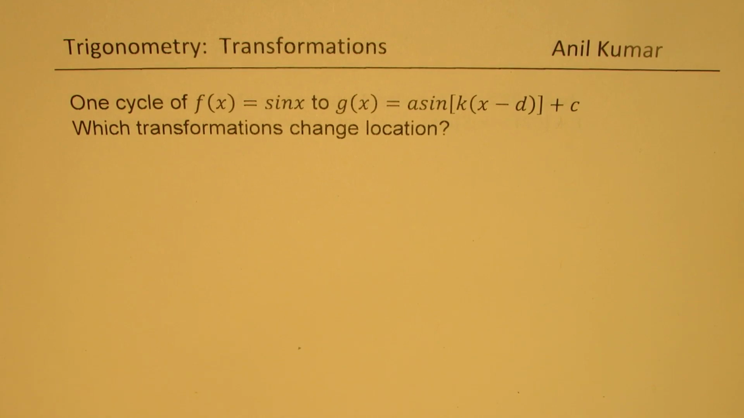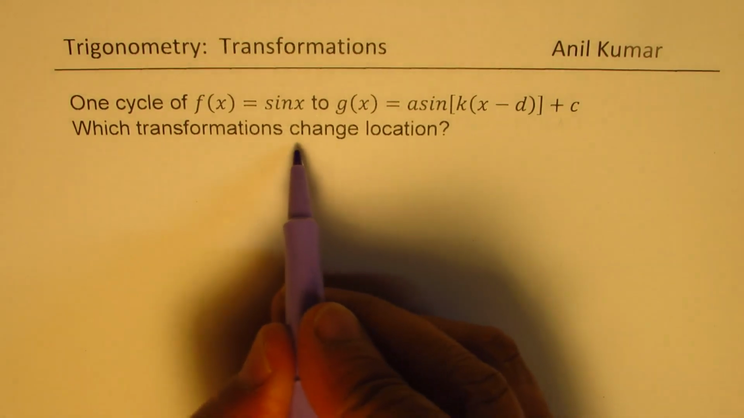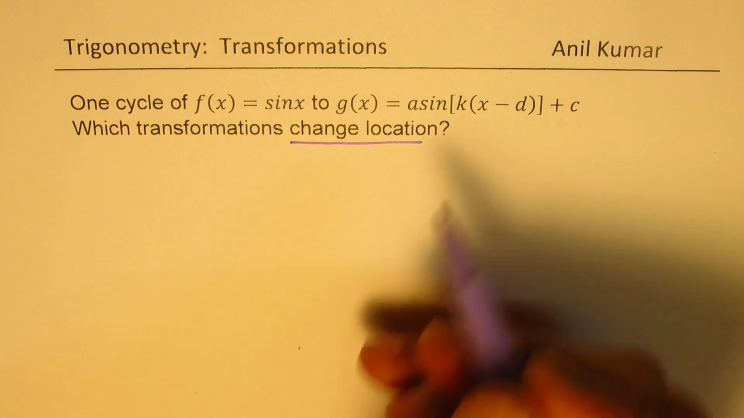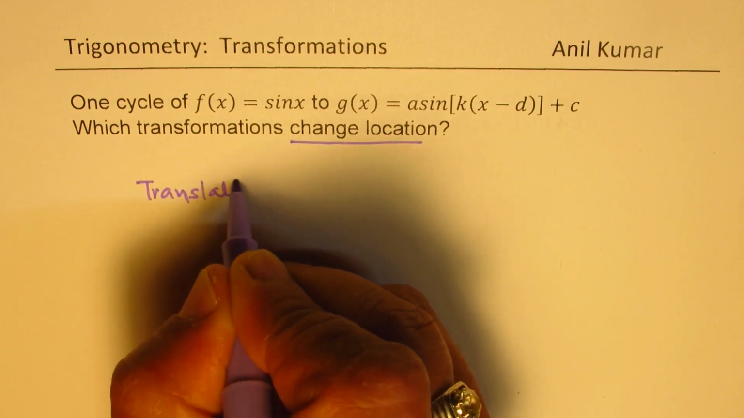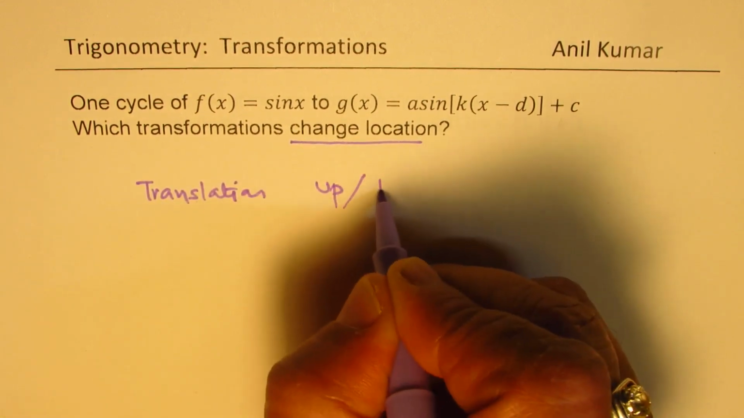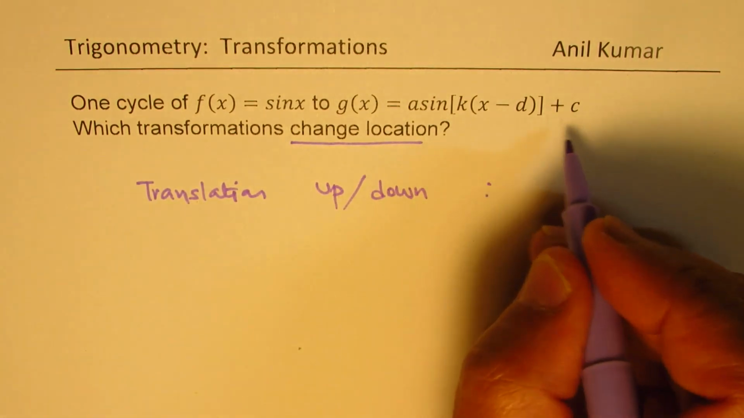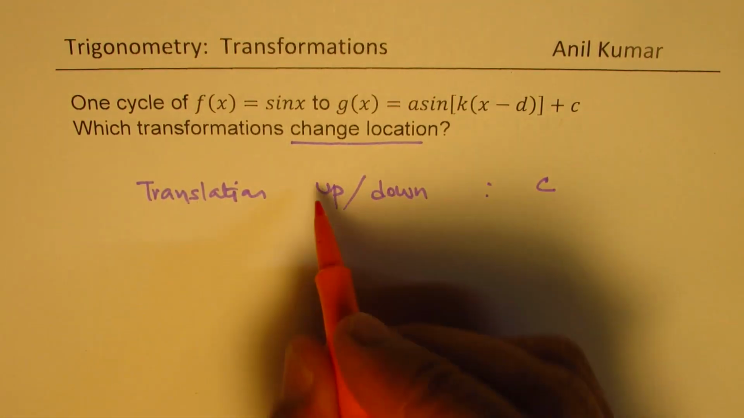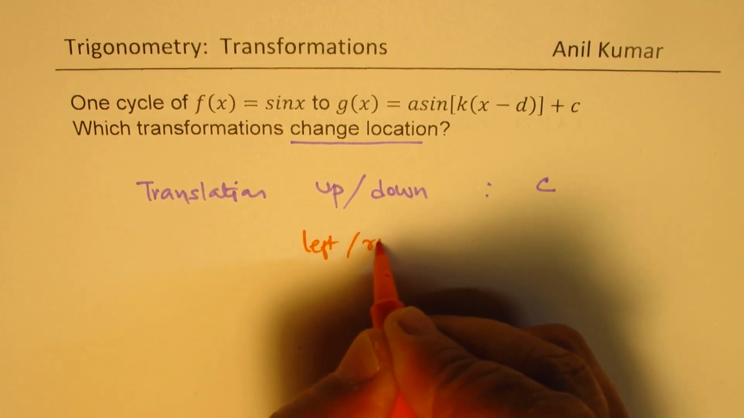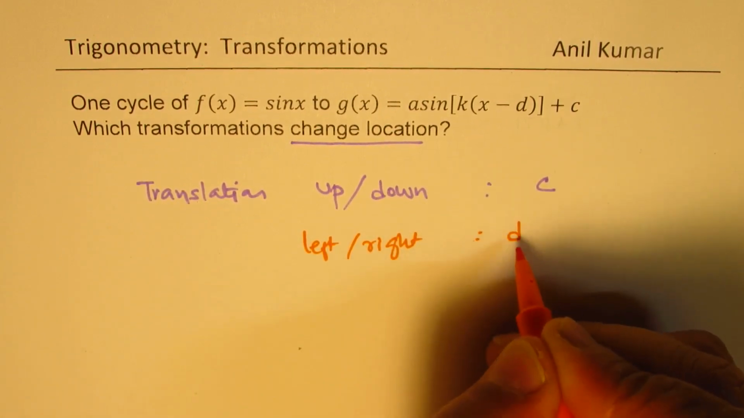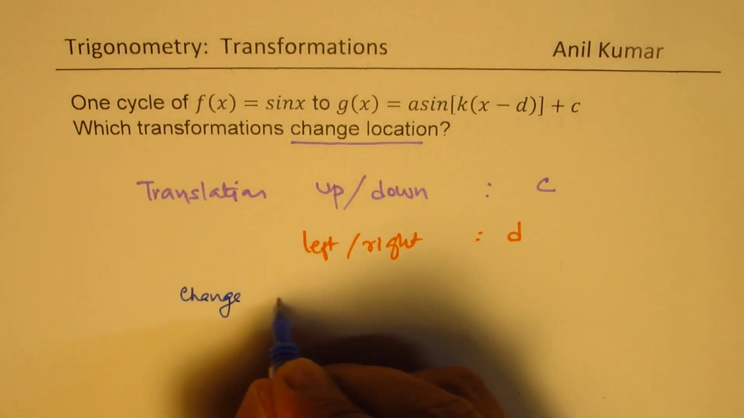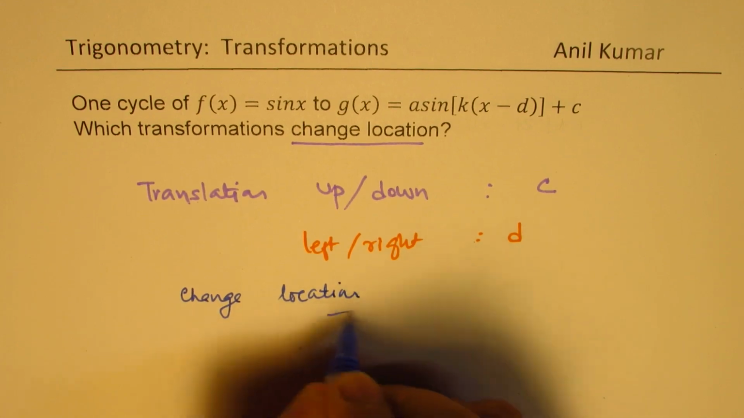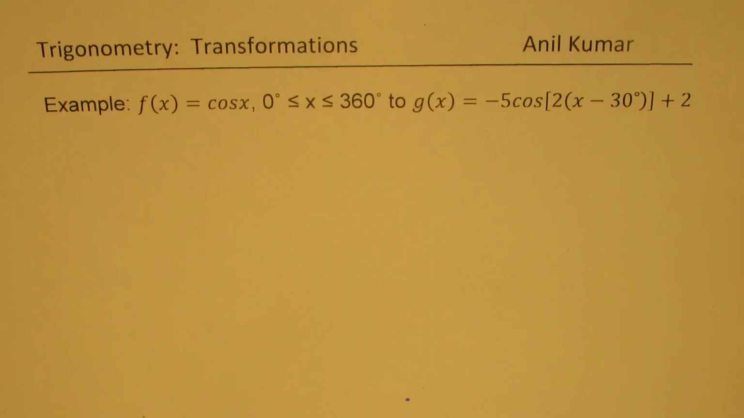The next question on the same line is, which transformations change location? So the translations up or down, which is because of c, or left or right, which is because of d, will change location. Clear? Perfect.